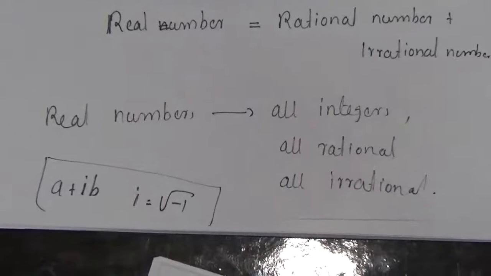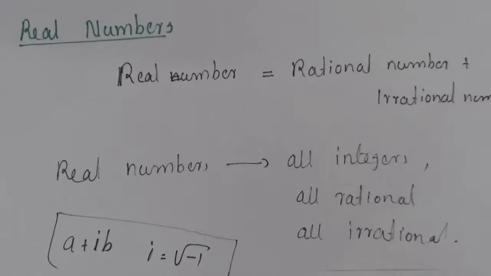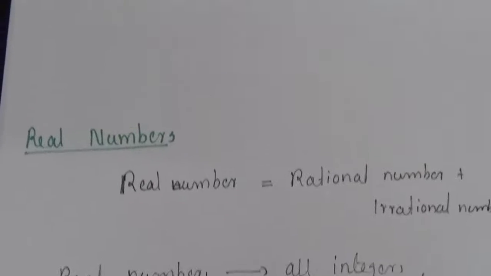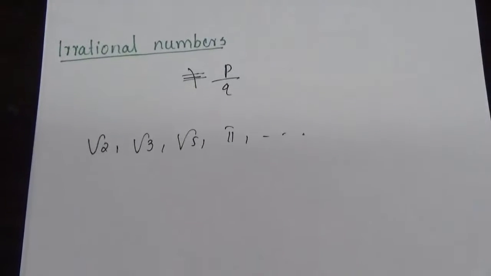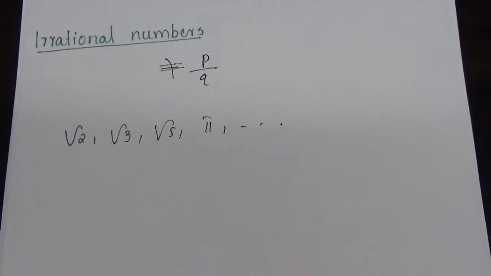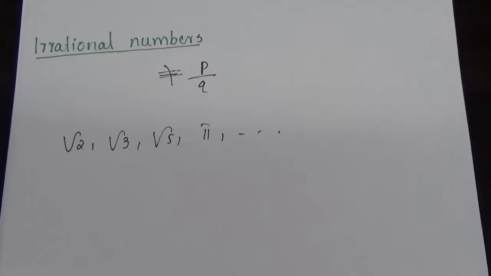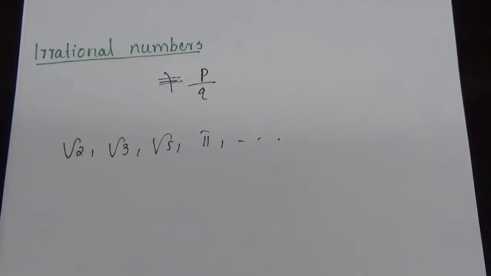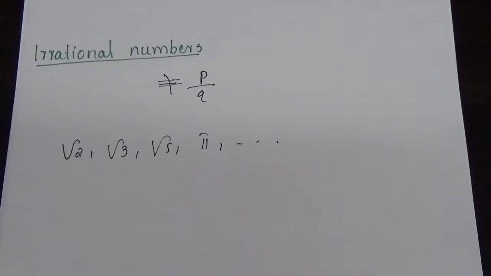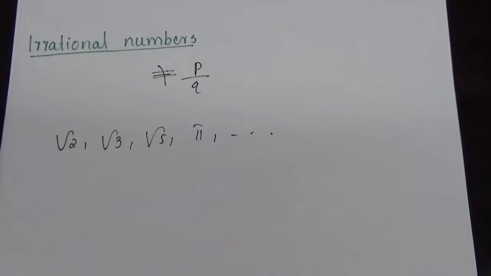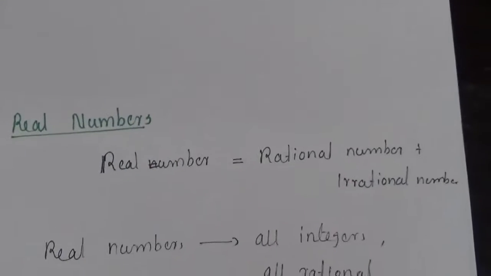So you just study the numbers: the natural numbers, classification of natural numbers, that is odd numbers, even numbers, prime numbers, composite numbers, next the whole numbers, next integers, next rational numbers, irrational numbers, and the combination of these two, that is real numbers.